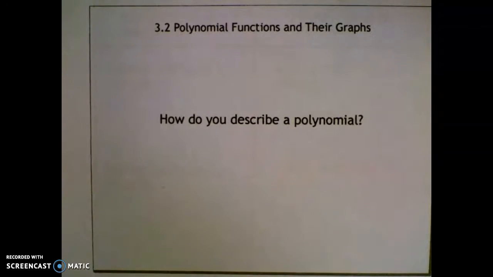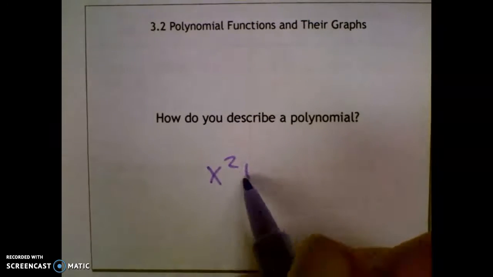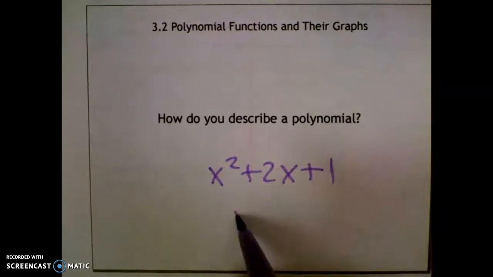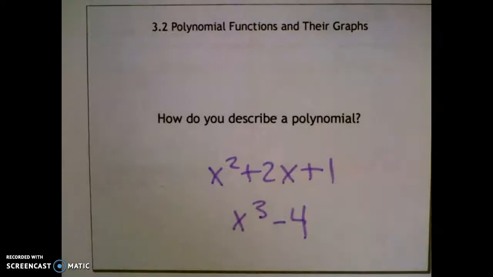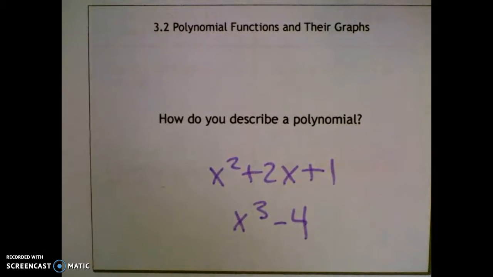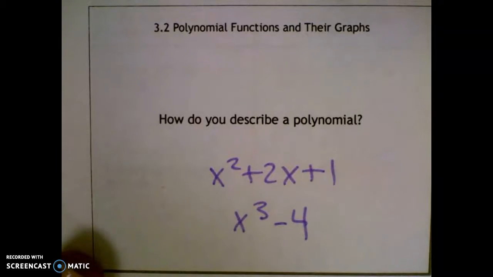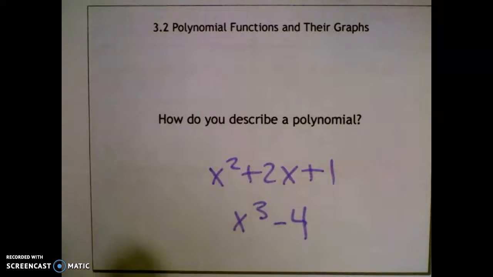So today we're talking about polynomial functions and their graphs. Now we've worked with polynomials many times before. A polynomial is something like x squared plus 2x plus 1, x cubed minus 4, something like that. This is a no calculator chapter because all the work we're doing, we don't need a calculator to do. So today we're looking at graphing without a calculator.